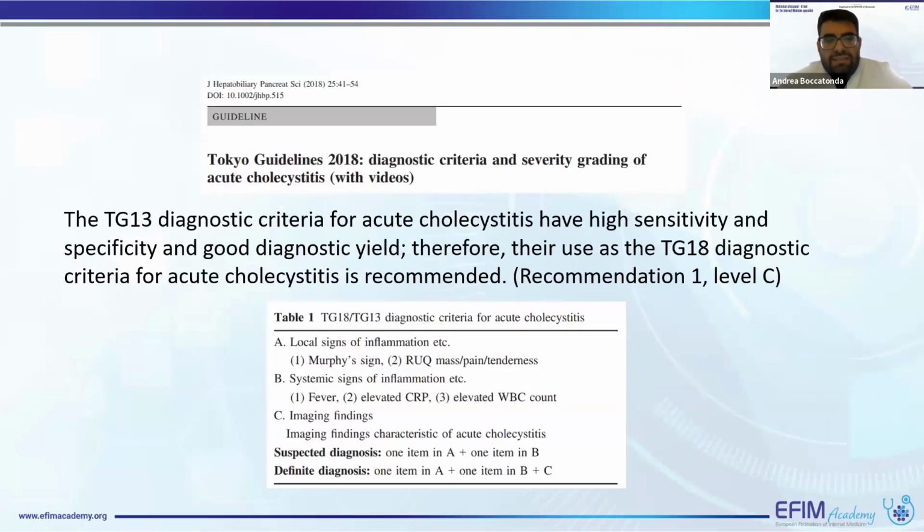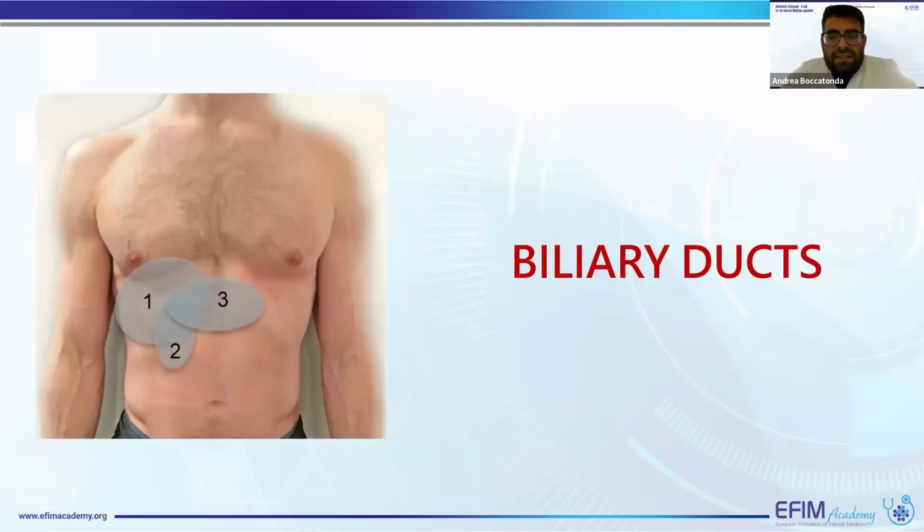Moreover, the Tokyo guidelines in 2018, in which there are these TG18, TG13 criteria, and in particular to make a diagnosis of acute cholecystitis, there are 3 items: A, the local signs of inflammation, the Murphy sign; B, systemic signs of inflammation, fever, elevated CRP, and white blood cell count; and finally, C, the presence of imaging findings. So the ultrasound appearance, the imaging findings, are necessary to make a definite diagnosis of acute cholecystitis.